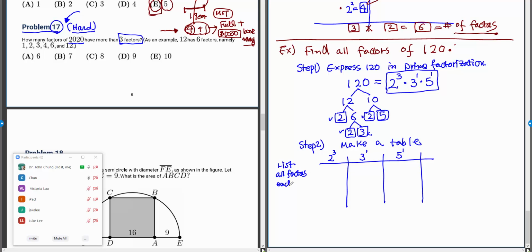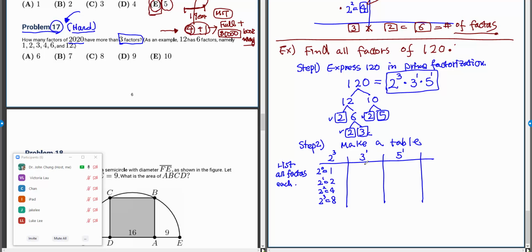2 is 2 to the third, 3 is 3 to the first, and 5 is 5 to the first. 2 to the what? 2 to the 0 is what? 1, right? You can use 2 to the 0 is 1, always, with exponents 0, 1, 2 up to 3. 2 to the 1 is 2. 2 squared is 4. 2 to the 3 is 8. Wow, there are 4 factors there.